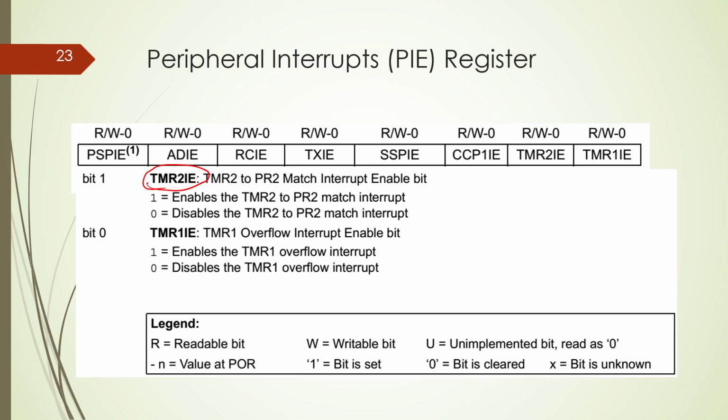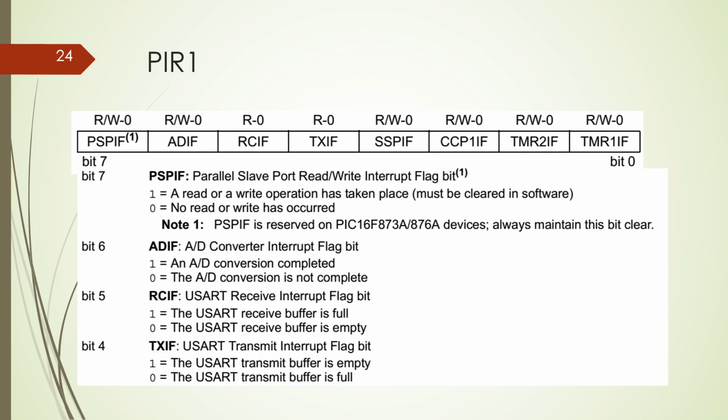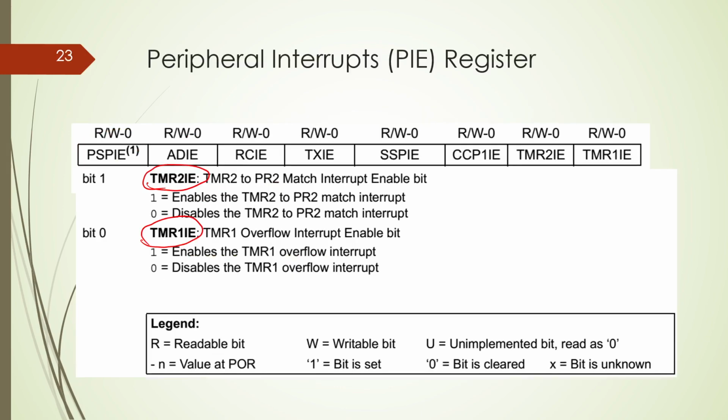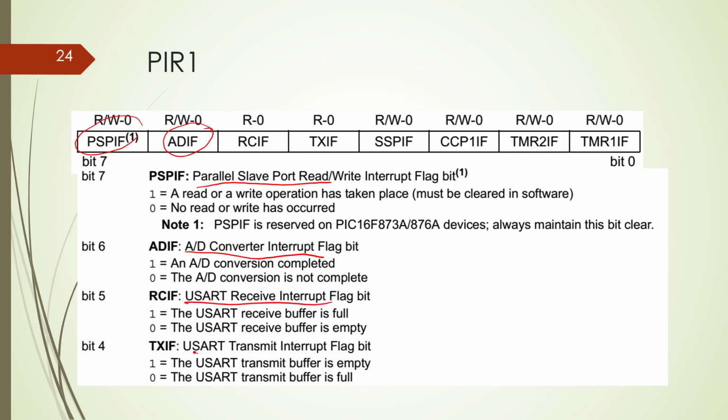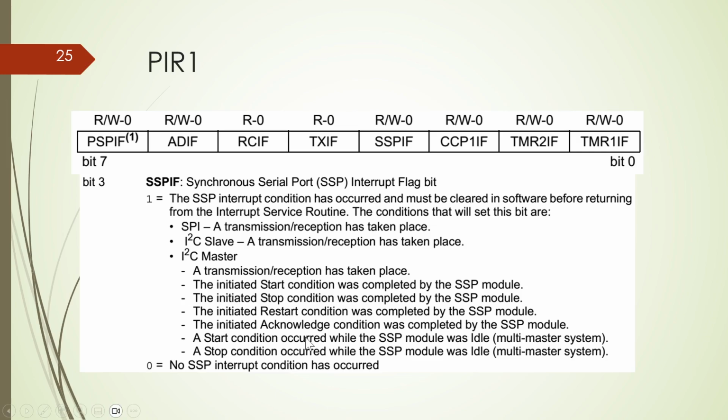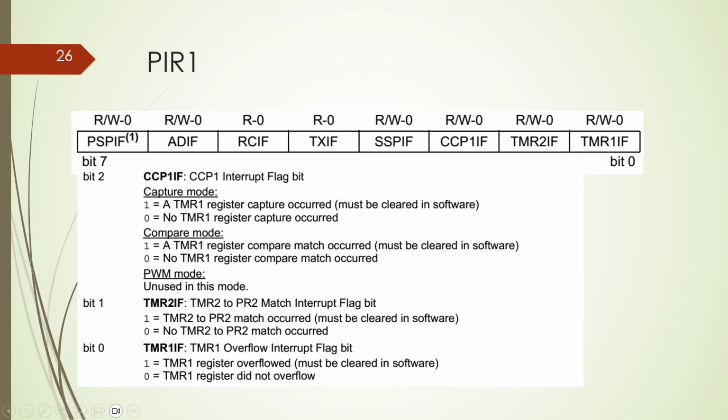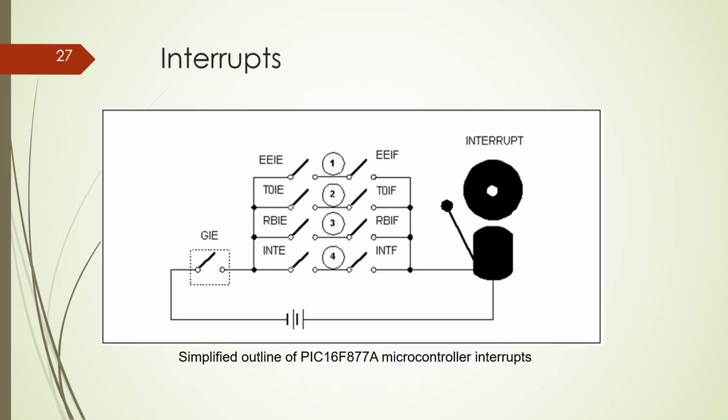All right, this timer 2. Okay, you have learned about timer previously. Timer 1 interrupt. Okay, and then PIR. We have PSPIF, ADIF. What are those? Parallel slave, almost similar to the previous one, which is a PIE. USART transmit, receive, synchronous serial port, capture compare, flag. Okay, I'm not going into detail for that.